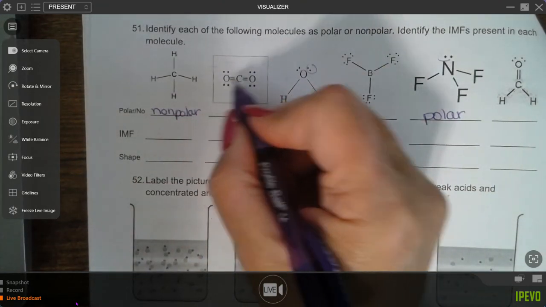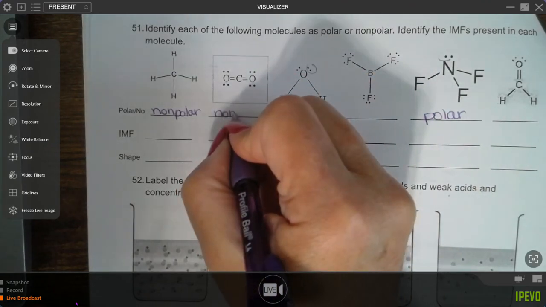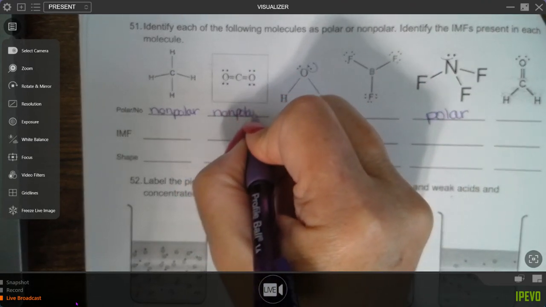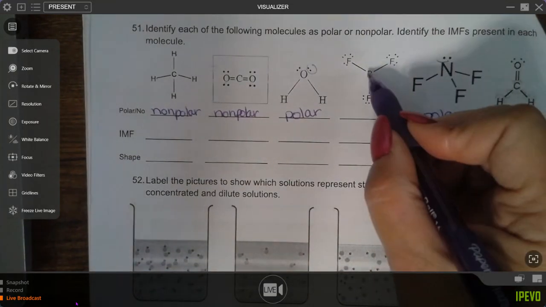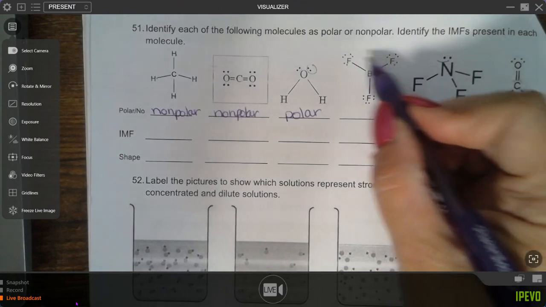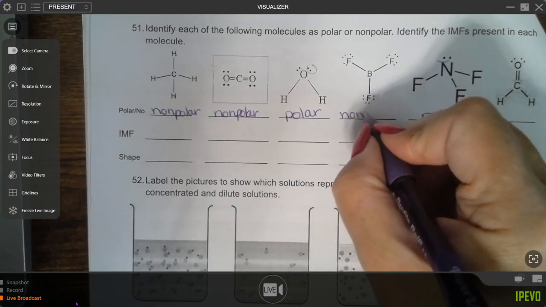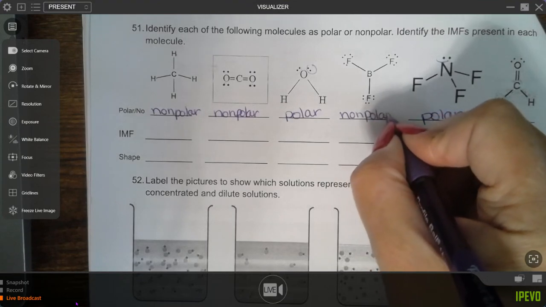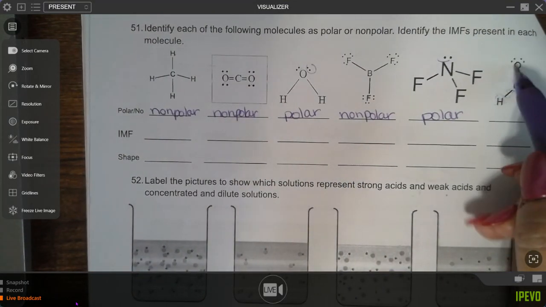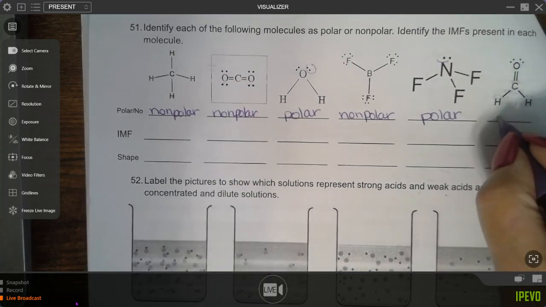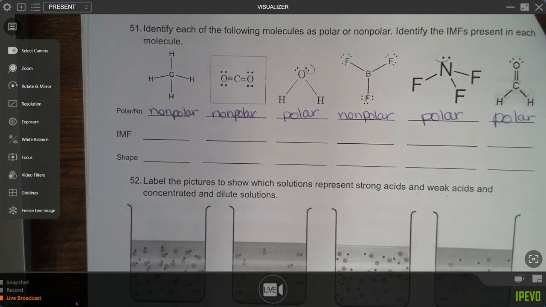Carbon dioxide has 2 oxygens attached. Same thing, non-polar. We already said H2O is polar. Boron trifluoride, 3 of the same atoms attached, non-polar. And finally, this carbon has oxygen and 2 hydrogens attached. So that is a polar bond because the atoms attached are different.